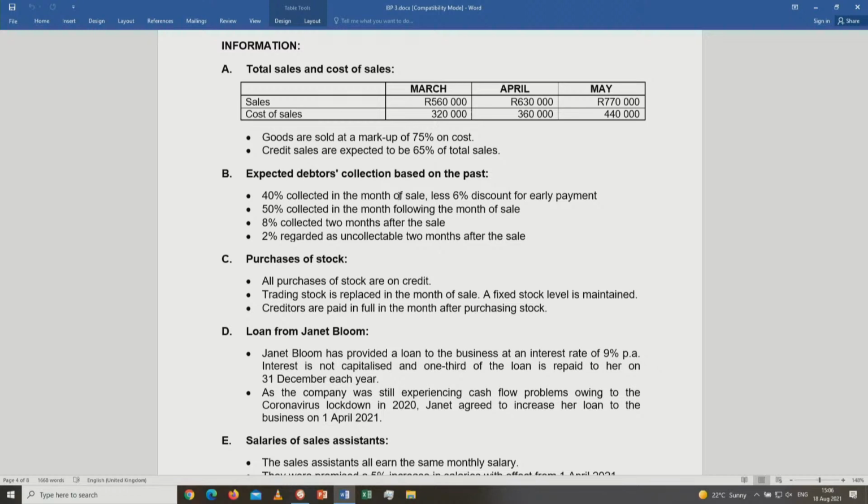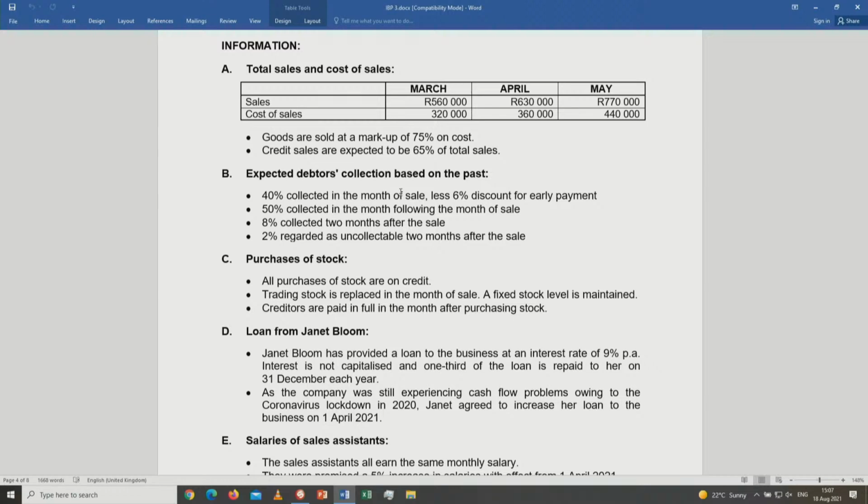And then term number three is 8% collected 2 months after the sale. Okay, 2 months after, only 8% will pay. Now, very important, ladies and gentlemen, the last bullet says that 2% is regarded as uncollectible 2 months after the sale. 2% is regarded as irrecoverable or uncollectable.